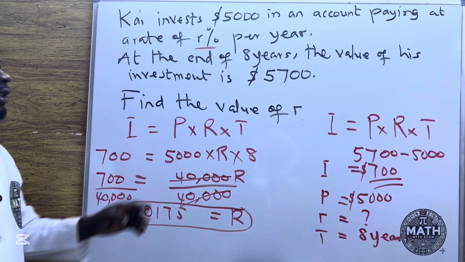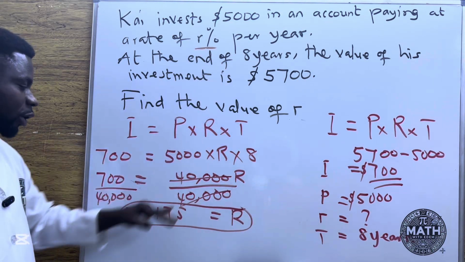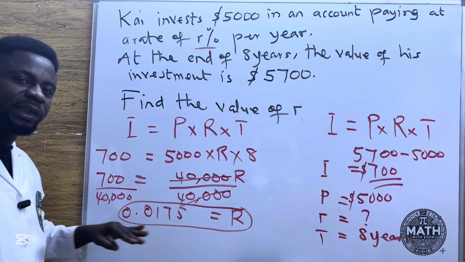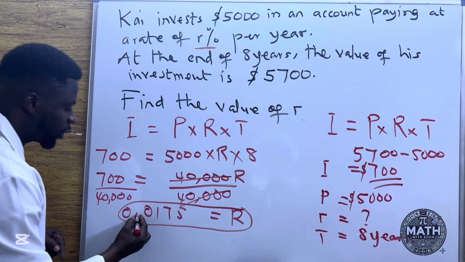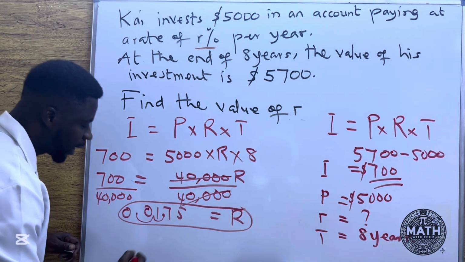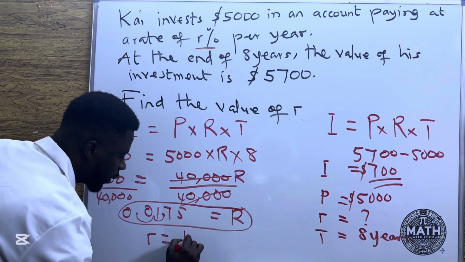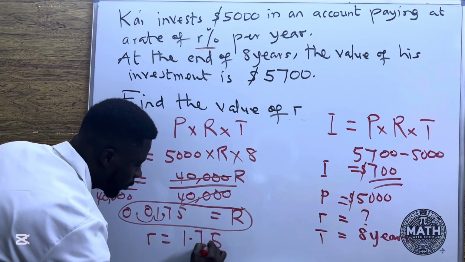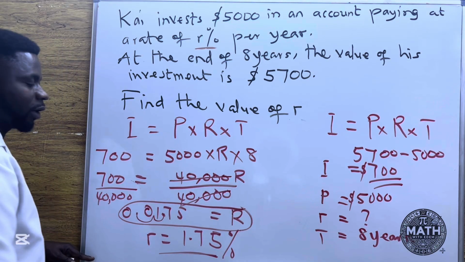Now, the rate is always in percentage. So we are going to convert this figure into percentage by just moving 2 decimal places to the right. So 1, 2. And that is going to give us our rate is equal to 1.75%. So this is our final answer.